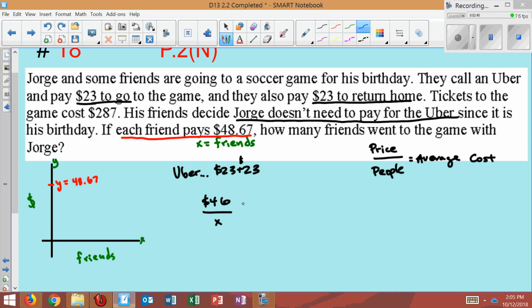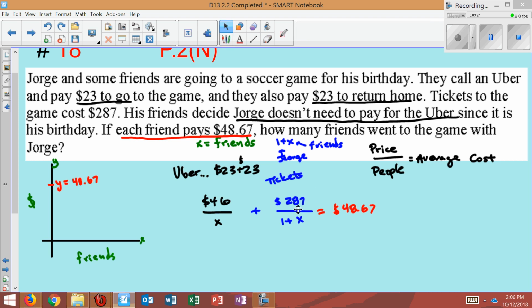But there's another cost in here. There's more than the Uber. There's also the tickets to the game. Now, tickets is real simple. That amount was $287. As far as we know, they make George pay for this. So it's not just x paying for this, it's now 1 plus x, where 1 is George, and x would be, again, friends. So that's how I'm coming up with this equation. Now I have this equation, and all this needs to equal that average cost of $48.67. Now I have my equation.